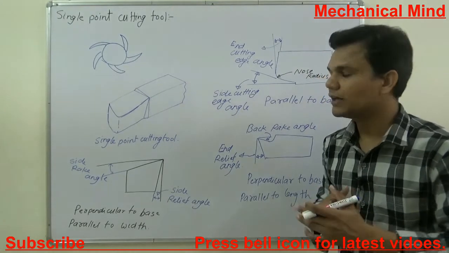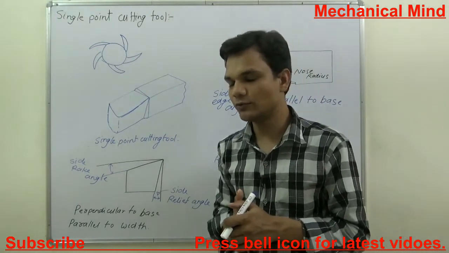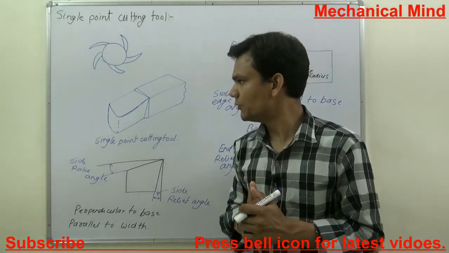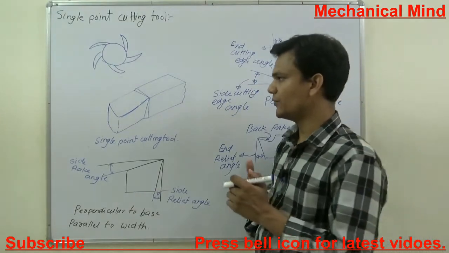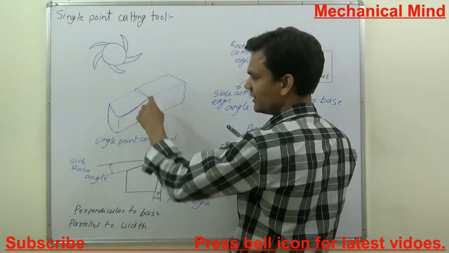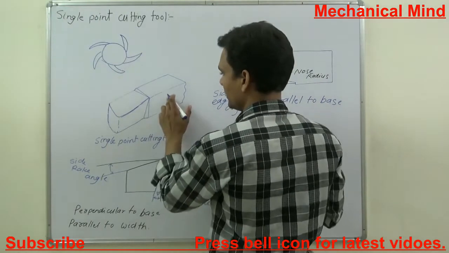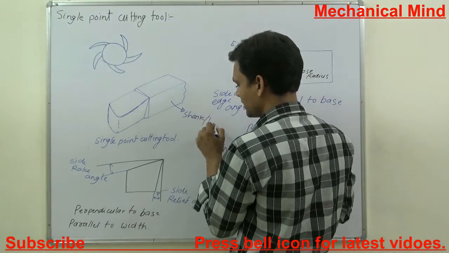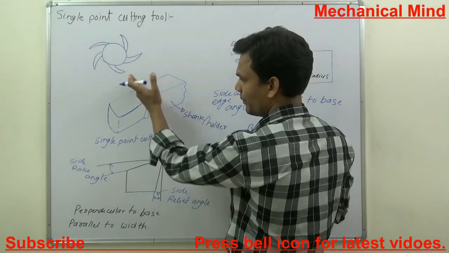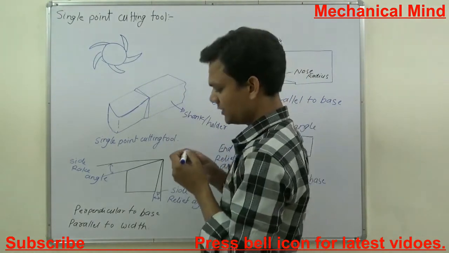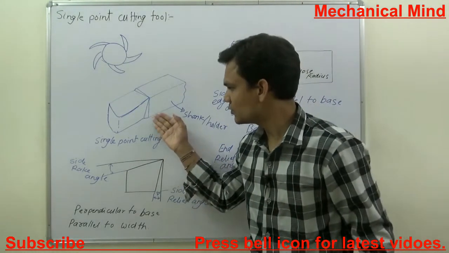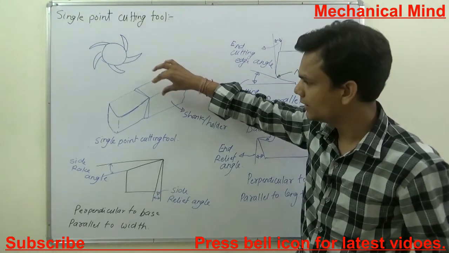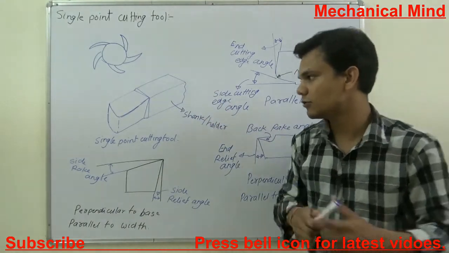To understand the actual diagram of a single point cutting tool, I added a clip. From that clip you can understand, but before that, let us understand some points related to the single point cutting tool. This is known as the shank or holder of a single point cutting tool. The part behind this portion is known as the shank or the holder. By this we hold the tool in the holder. Due to this, it is known as the holder.